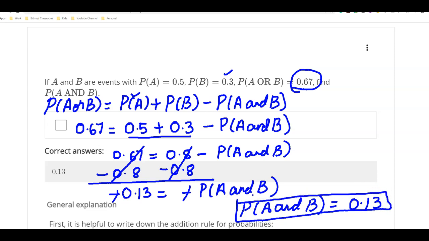The rest of your homework problems are simply based on this particular formula, which is probability of A plus probability of B minus probability of A and B. So I want you to go ahead and work on those problems. If you have any questions, again, email me or let me know through Teams.